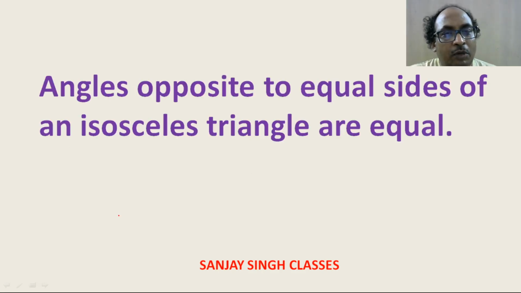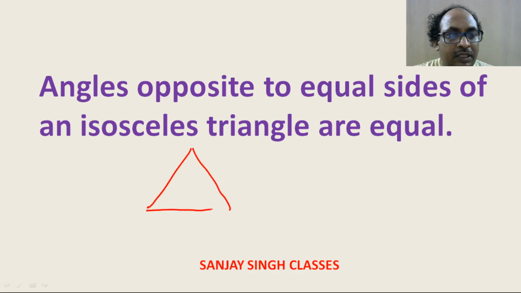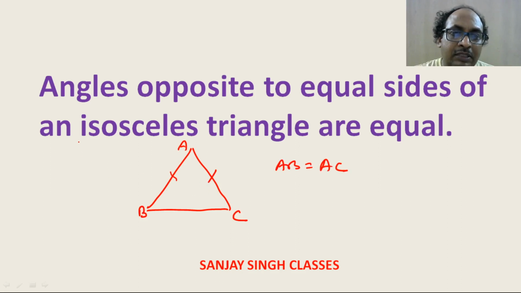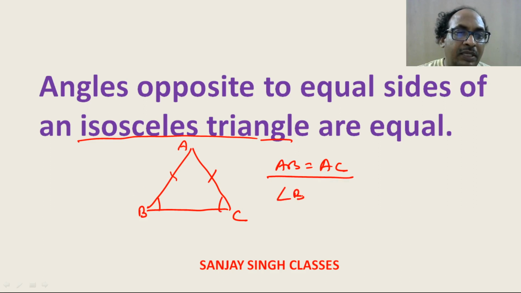Then this particular property of an isosceles triangle we have not discussed. Isosceles triangle actually is what? If ABC is a triangle and the two sides AB is equal to AC, isosceles triangle means two sides of a triangle are equal. Any two sides it may be. Now, if the two sides are equal, in that case, the angles opposite to the equal sides are also equal. Meaning if AB is equal to AC, angle B is equal to angle C.